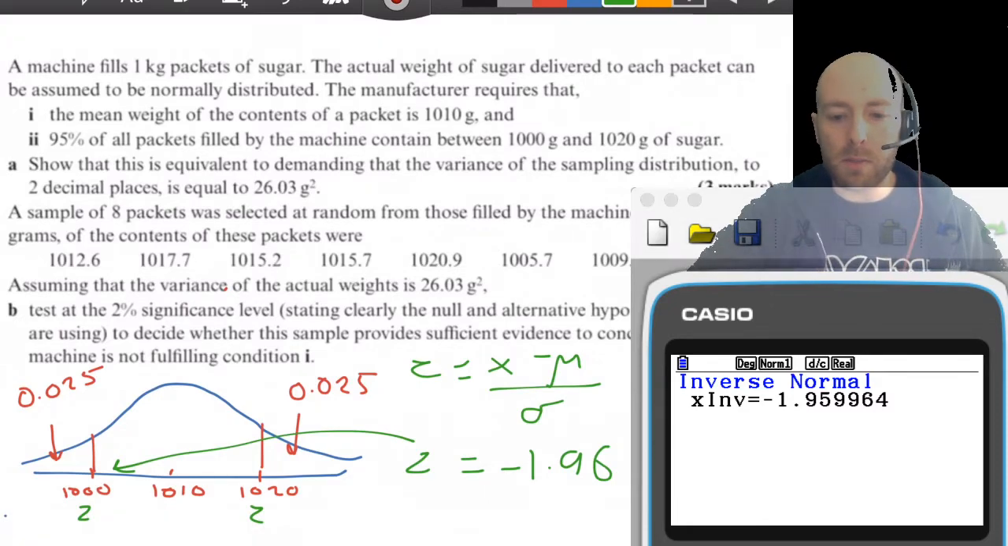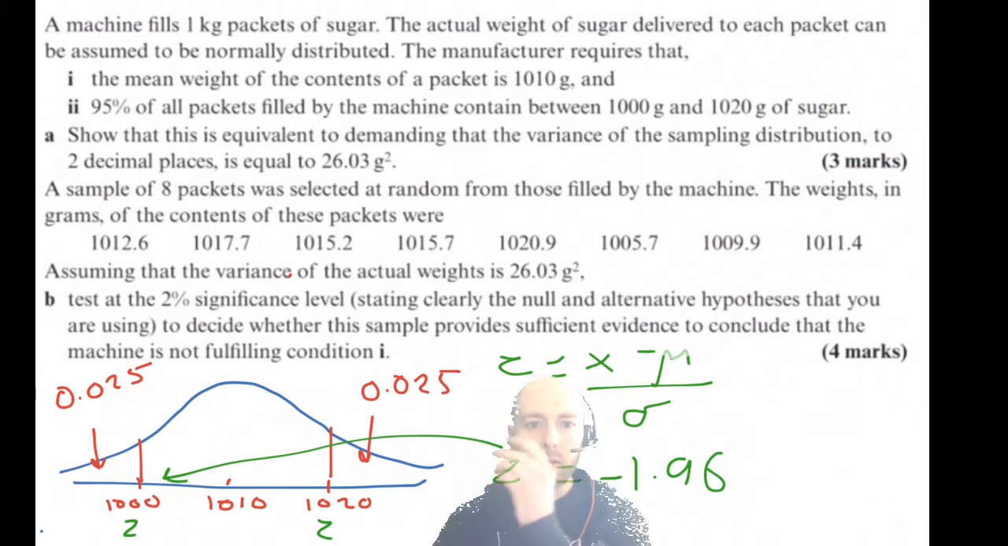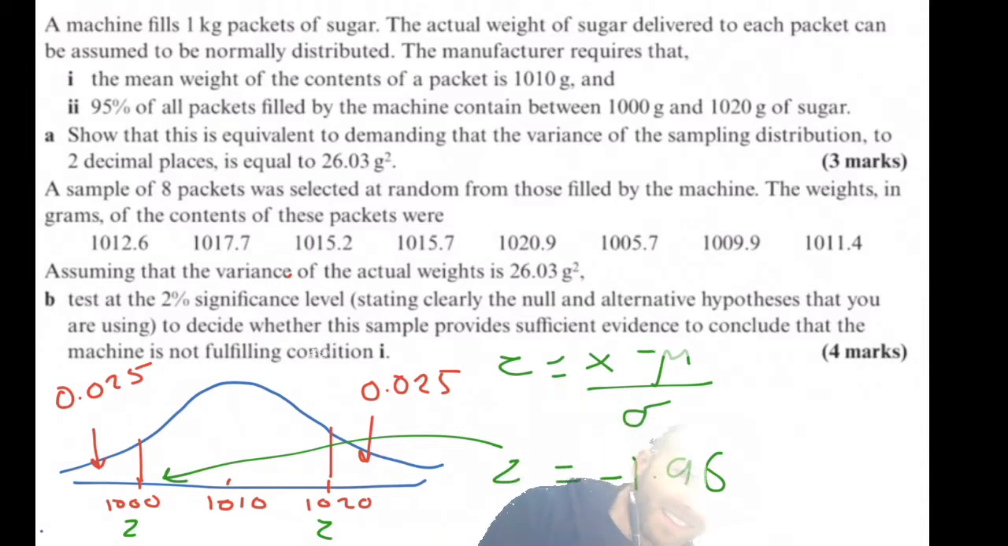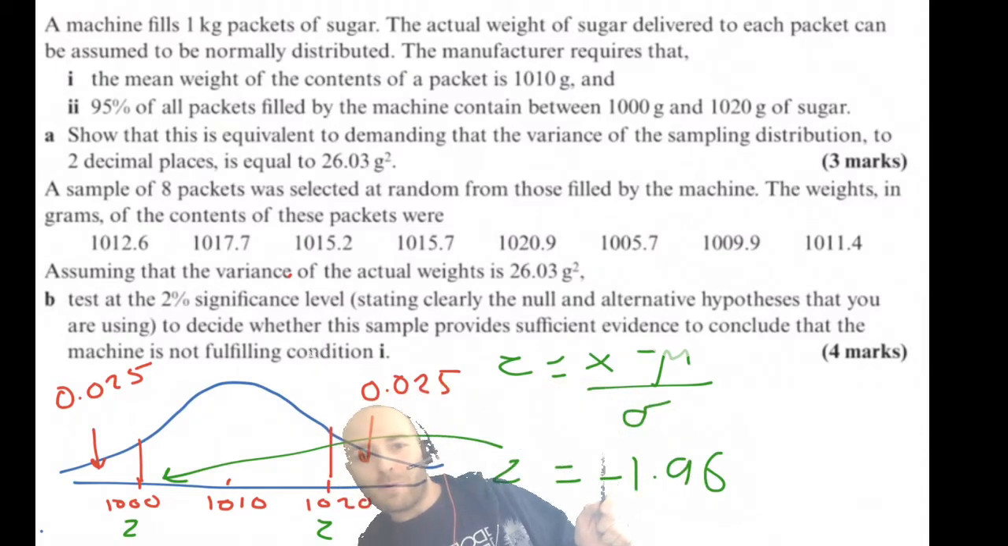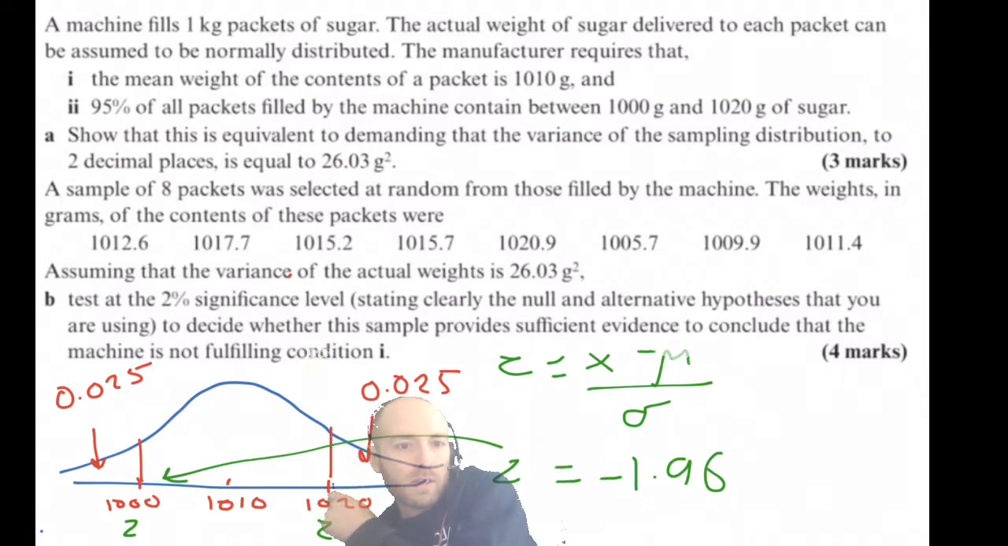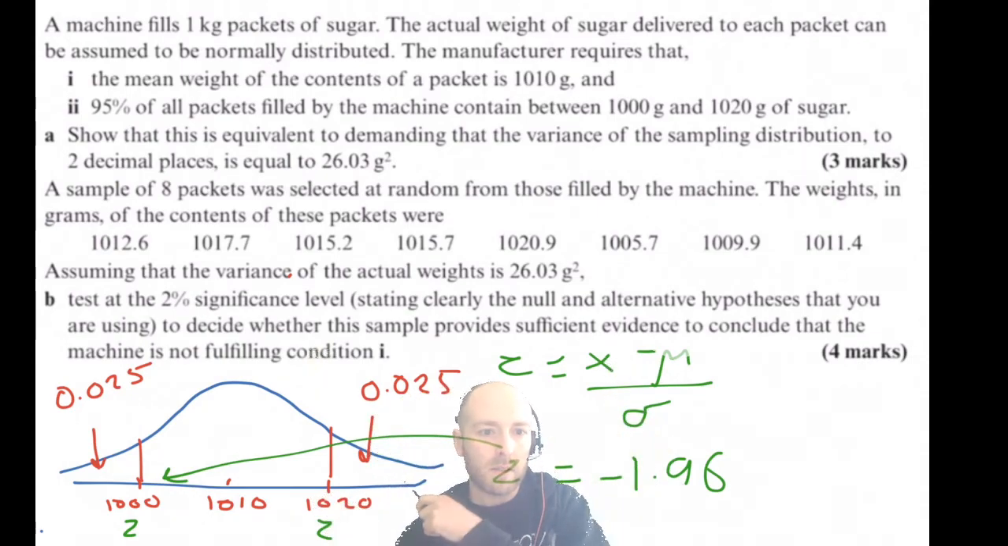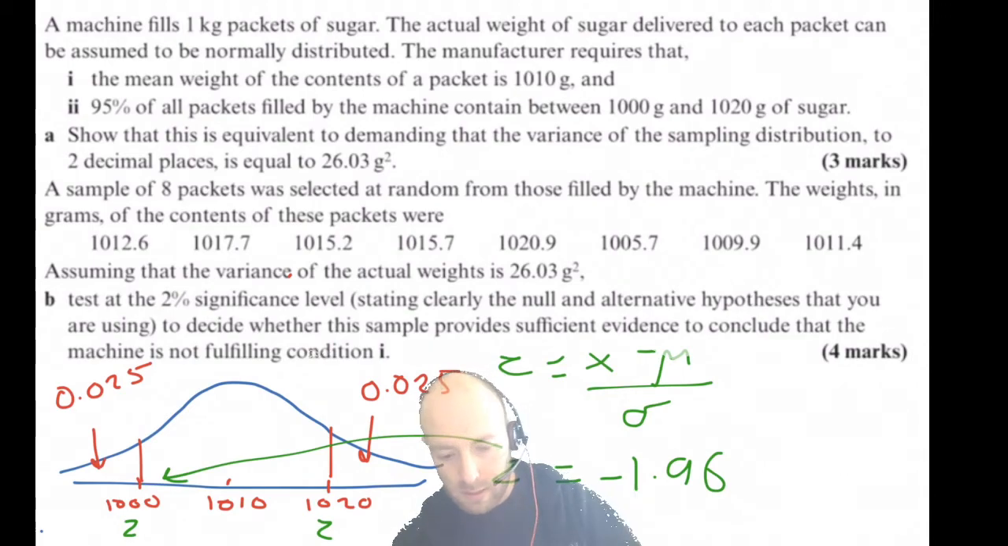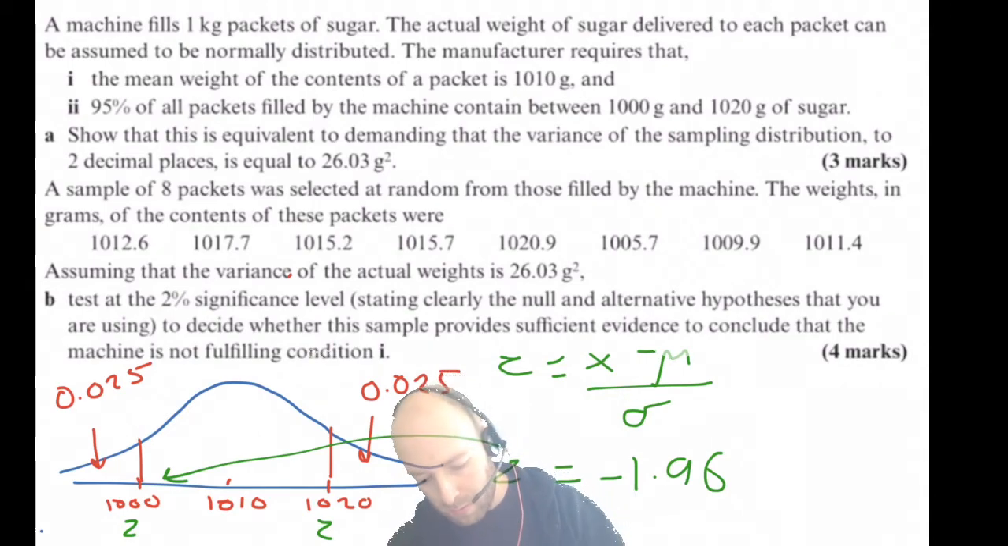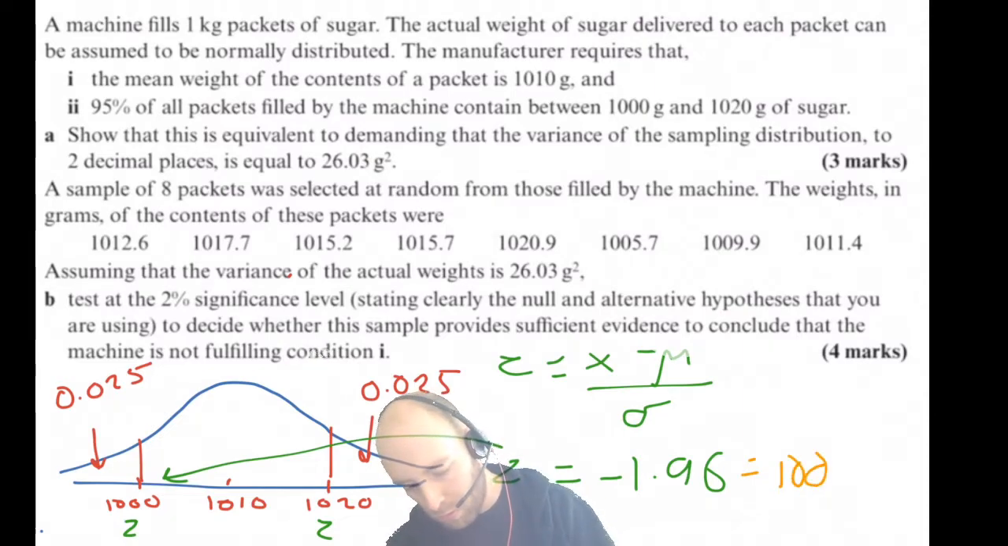Okay, so what we're going to do is put that z into the coding here. So we got z is 1.96. That can go in here. X is the value we know, so the value for this one is 1000 over there, and mu is 1010. So let's put all that together. So minus 1.96 equals 1000 minus 1010 divided by sigma.